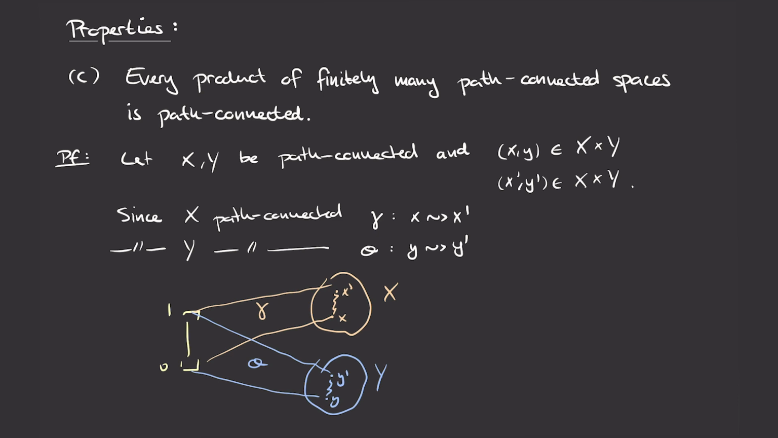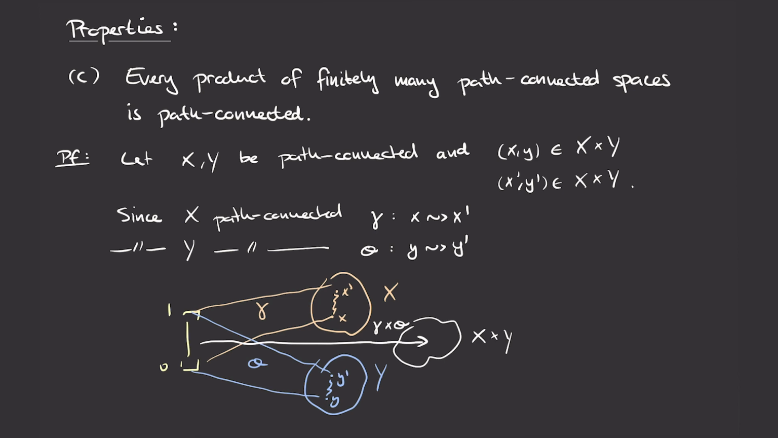So the abstract way to think about this is that whenever you have a pair of continuous maps going from a common domain into two spaces, then by the universal property of the product space, you get a continuous map going from that common domain into the product space. So what we'll get here is a map going from the unit interval into the product space, and this map could be denoted gamma times theta.